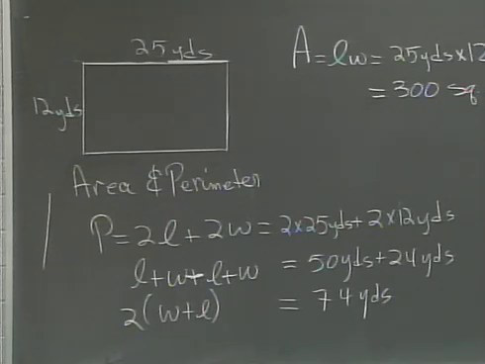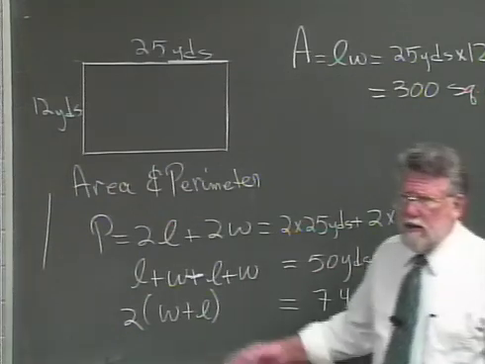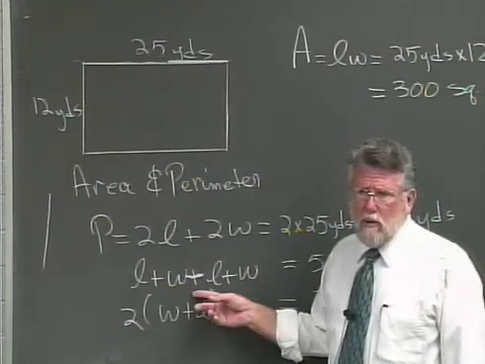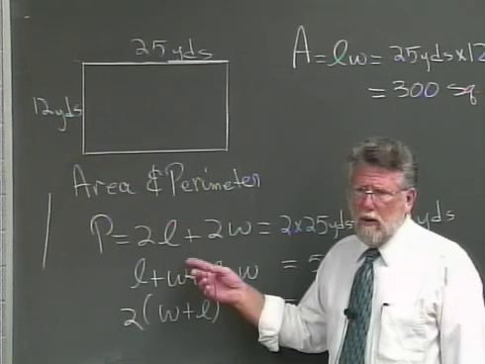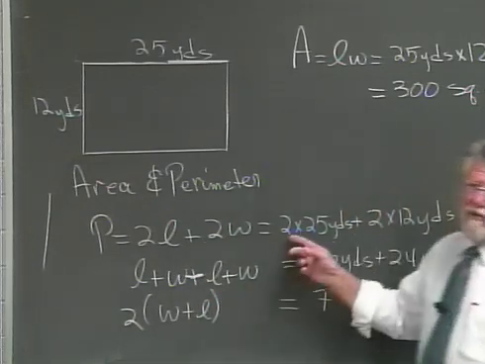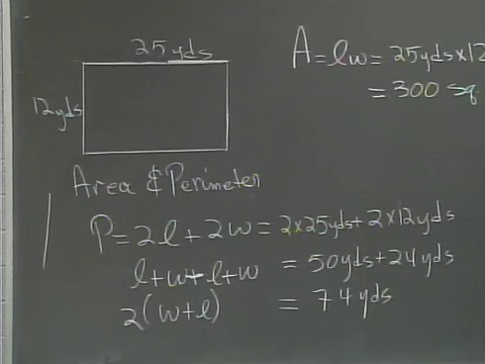Now I have 3 different versions of what you can use for that formula. We have 2L plus 2W. We have L plus W plus L plus W. And 2 times W plus L. These are all variations of what you can use here. We're using the first one, but you will see either one of these others. Any one's okay in the test. This is the one that I have, probably the simplest version. So you have 2 times 25, 2 times 12. There's your 50 yards, your 24 yards, a total of 74 yards. Notice we have yards in that as our unit.